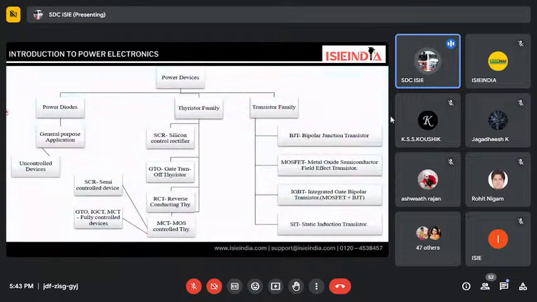In those power devices, like I mentioned, power electronics, we have a lot of devices. Basically we use diodes, for example in the rectifier circuit. We have the thyristor family. We have transistors. All of these are devices having different peripheral connections.